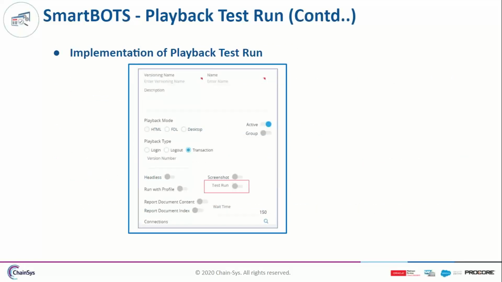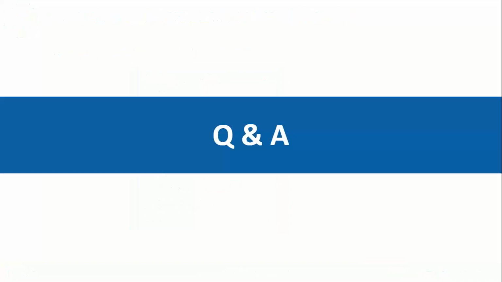So this is the way, in a playback definition, you can enable the test run option. Once you enable it, it will run in test run mode. It will identify those locators and help you fix the locator values. Once you disable it, it will act like a normal bot, which you can use for direct execution purposes. Yes, Praveen.